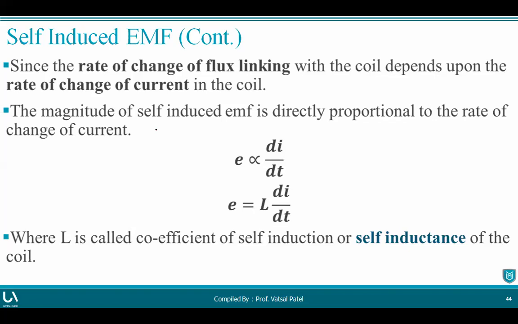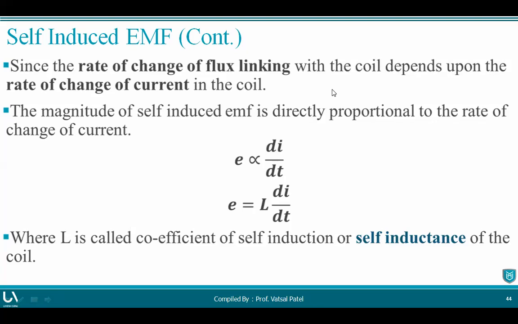So this is the equation we use to identify the self-induced EMF. Remember that the rate of change of flux linking with the coil depends upon how much current you supply through that coil with respect to time. That's why it is written that the self-induced EMF is proportional to di by dt. When you remove the proportionality, you introduce the self-inductance of the coil, so you write E is equal to L di by dt, and that is the self-induced EMF equation.